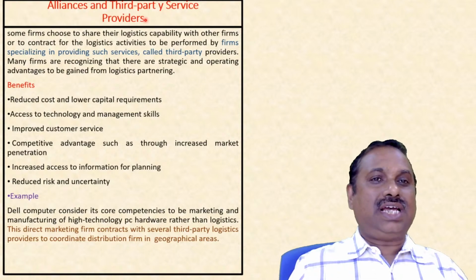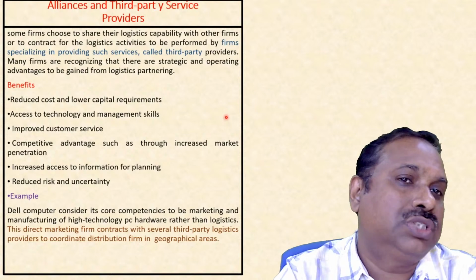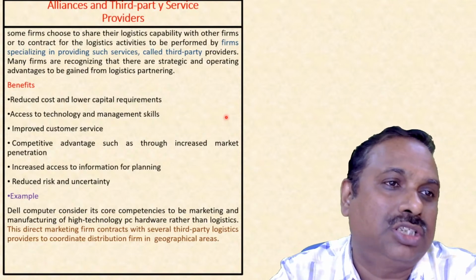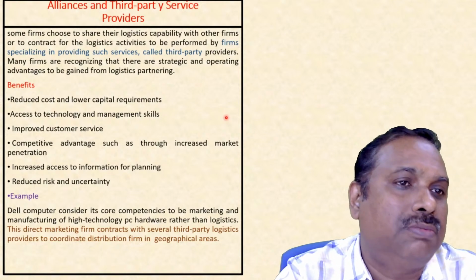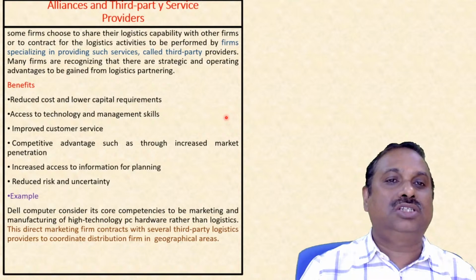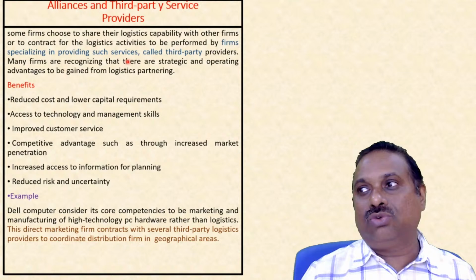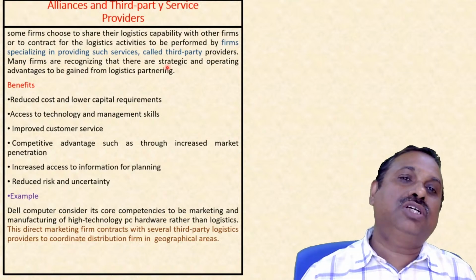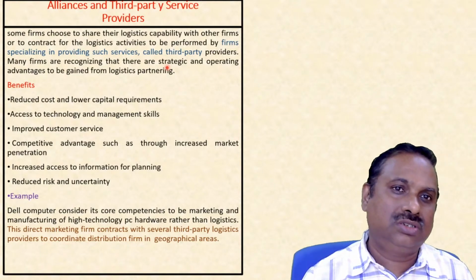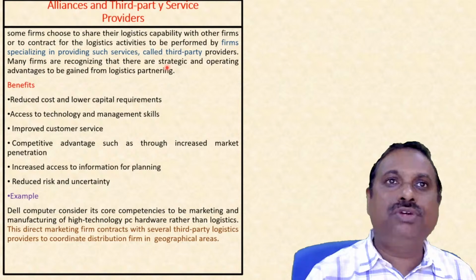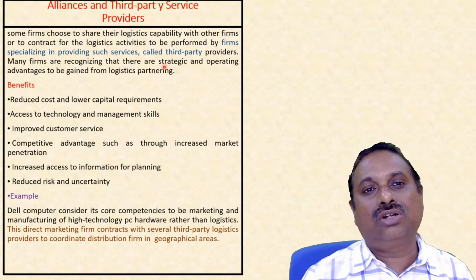Next is alliances and third-party service providers. Some firms choose to share their logistical capabilities with other firms, or to contract the logistics activities to be performed by firms specializing in providing such services, or third parties. Suppose your core area is to design and manufacture, and transportation is not your core area. Then why put your time and energy into transportation? You give it to a third party who is specialized in transportation.